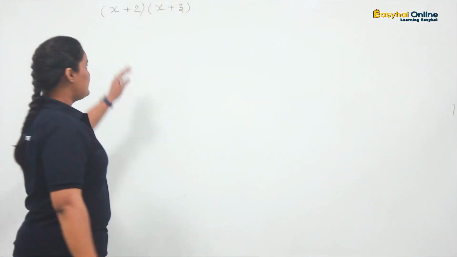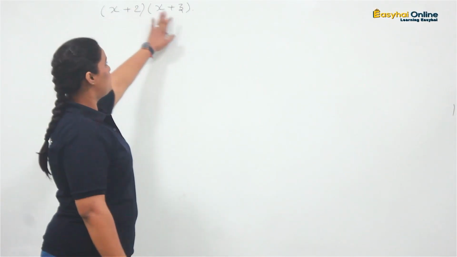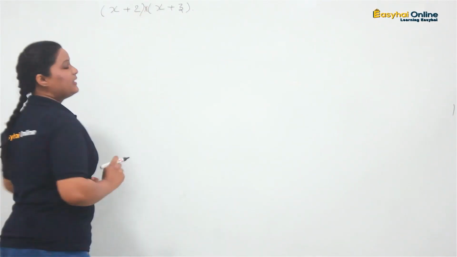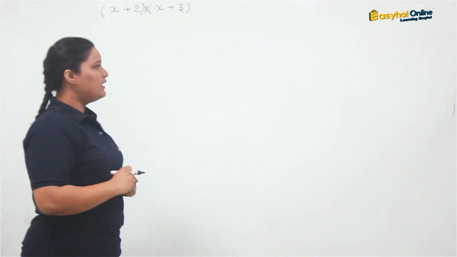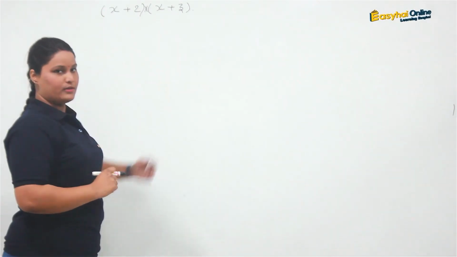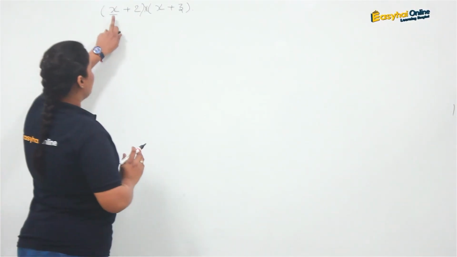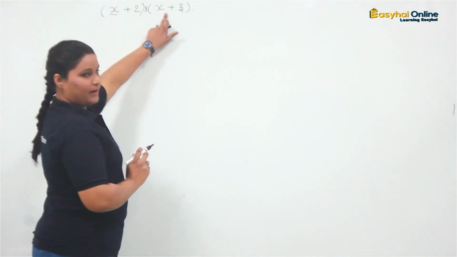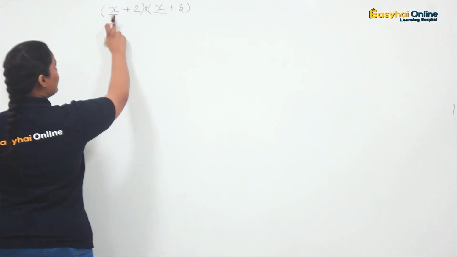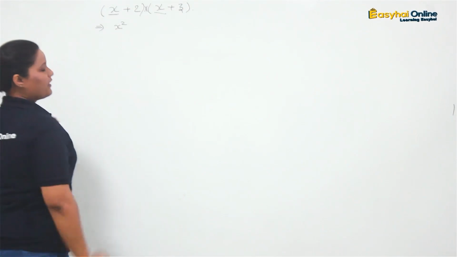If there is no sign between these two brackets, or between these two polynomials, we assume that they are multiplied by each other. Let me discuss the steps to multiply these two polynomials. First of all, take the first term of both brackets. This is the first term and this is the first term. First we multiply x by x, which means x square.